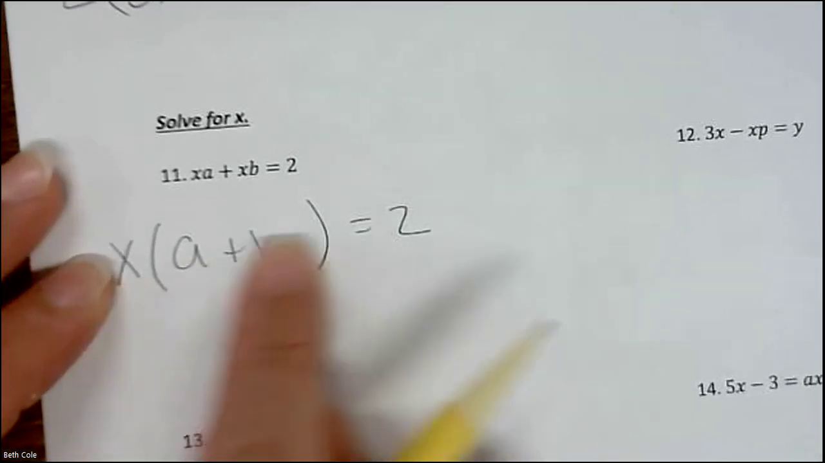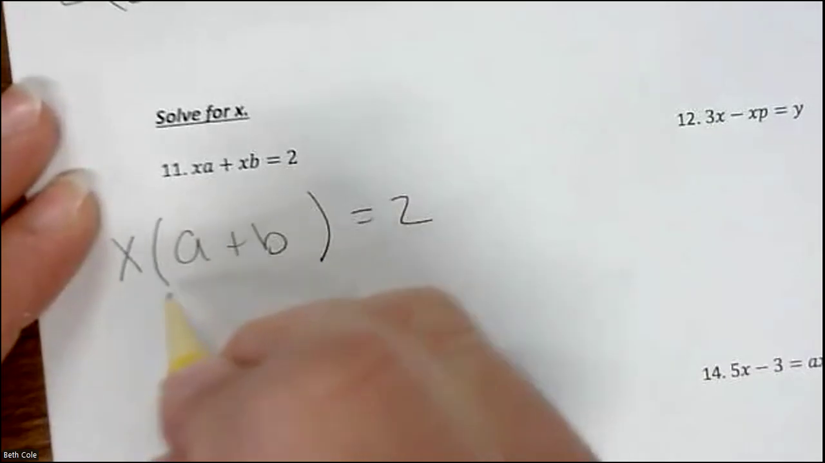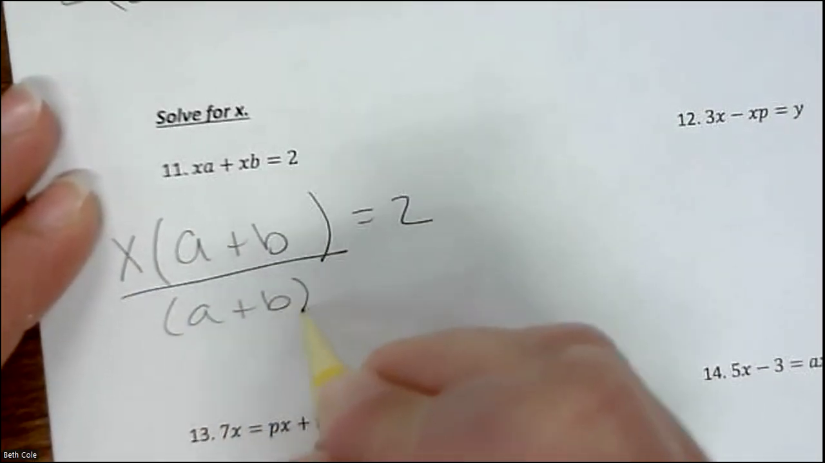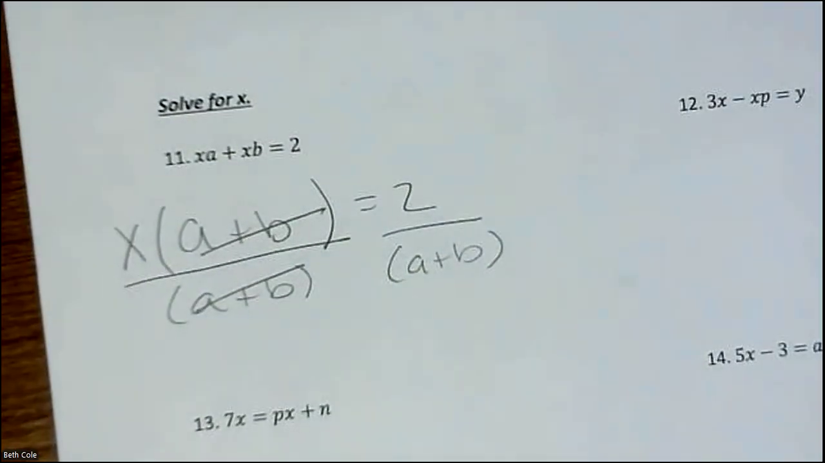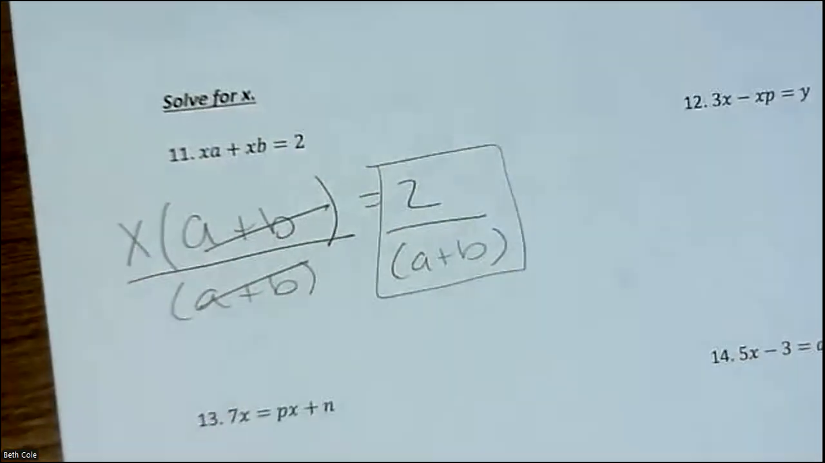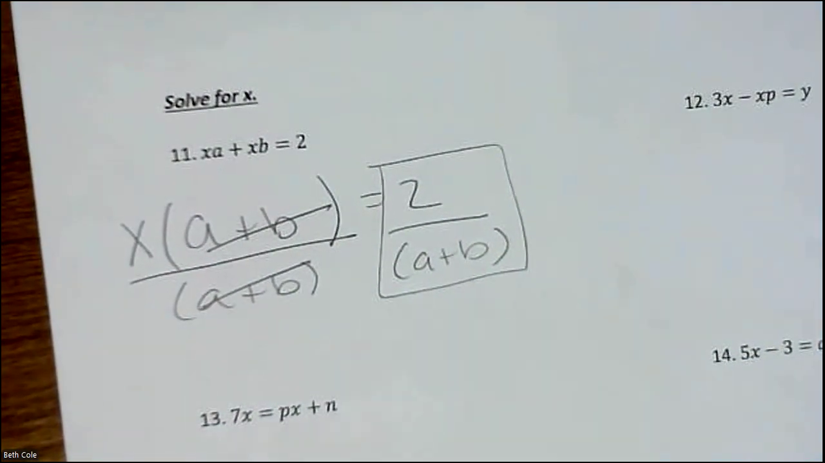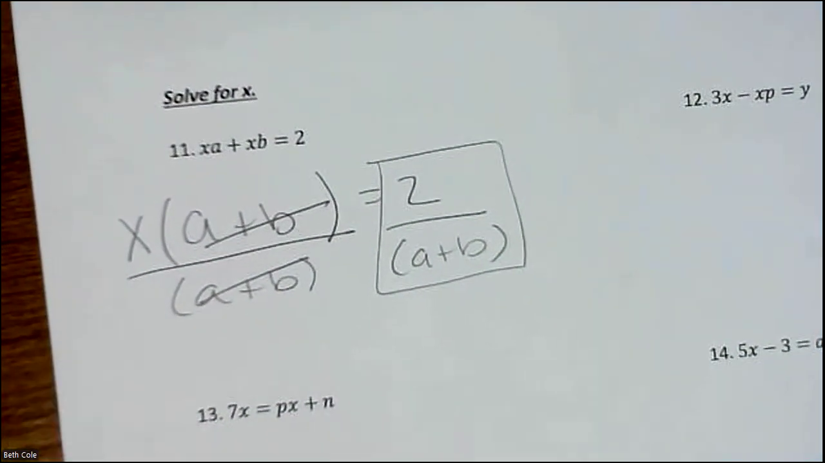Perfect. X is being multiplied by all of this. So we're going to divide by a plus b to cancel it out. If something is being multiplied, you divide. If it's being divided, you multiply. You're just doing the opposite thing there. And then this is your answer. You can rewrite it if you want to, but it's not really necessary. Do you see how x is by itself now?